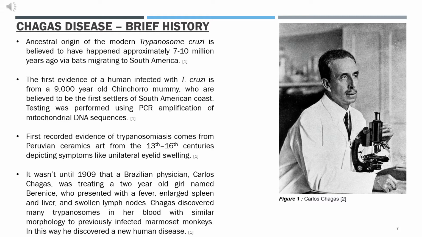Then, around the 13th to 16th centuries, we have the first recorded evidence of trypanosomiasis, which came from Peruvian ceramics. They showed symptoms like unilateral eye swelling. But it wasn't until 1909 that a Brazilian physician, Carlos Chagas, who was treating Berenice, a 2-year-old girl, named Chagas as a human disease. She presented with a fever, enlarged spleen and liver, and swollen lymph nodes, and he saw a lot of trypanosomes in her blood, which he compared to previously infected marmoset monkeys, which showed similar morphology.